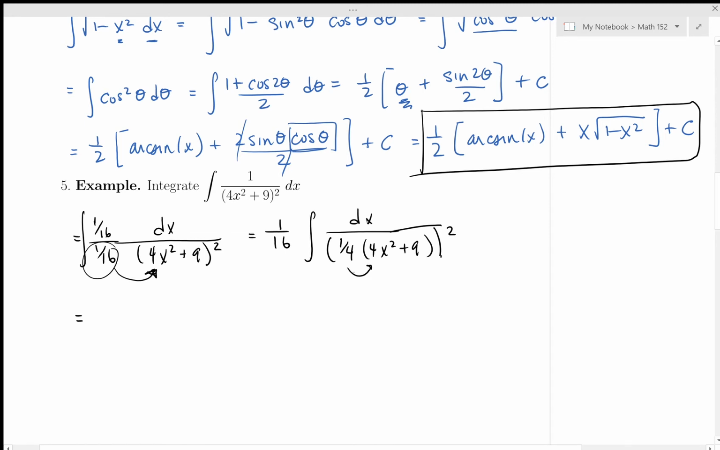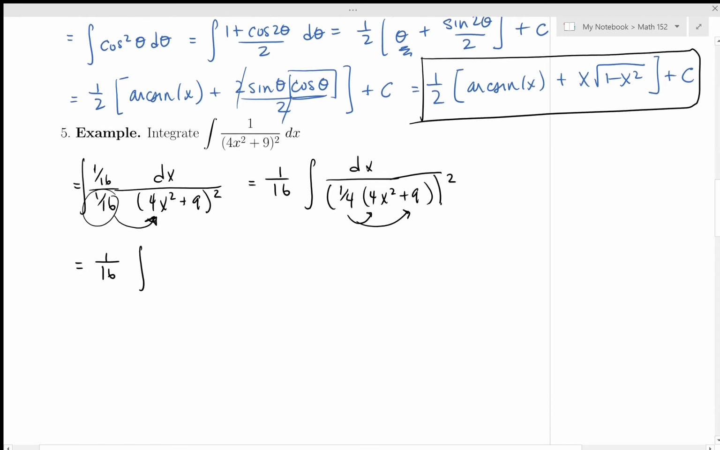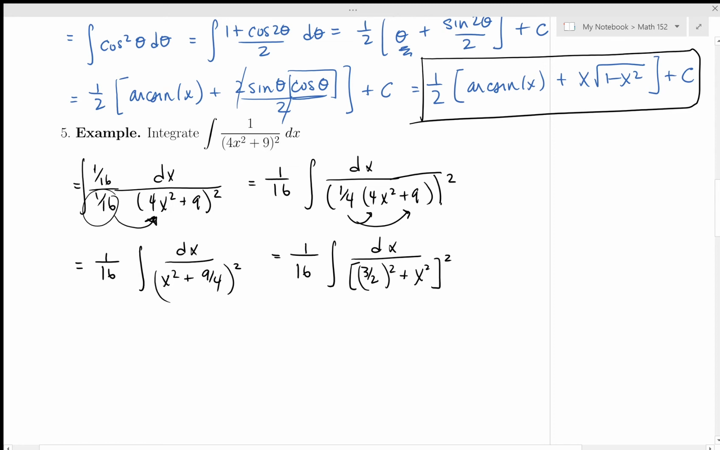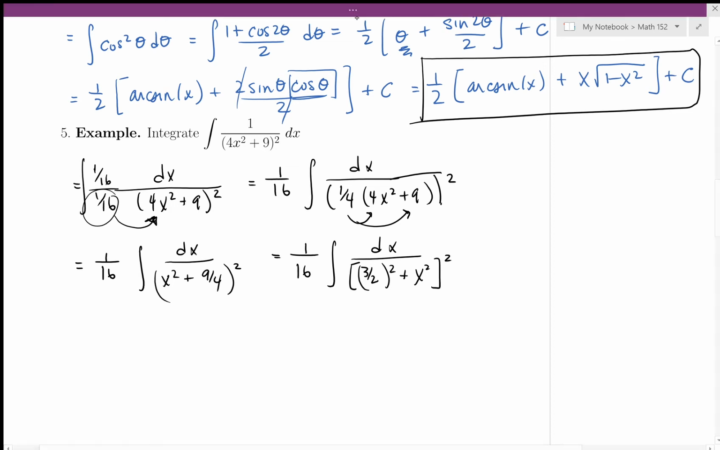And so then I'm going to further move this in here like that. So this will become 1/16 times the integral of dx over x squared plus 9/4 squared. And one more step here to see it exactly in the form that I need: the integral of dx over 3/2 squared plus x squared, all squared. Okay, there's no coefficient in front of the x. So that was the reasoning behind this bunch of algebra.